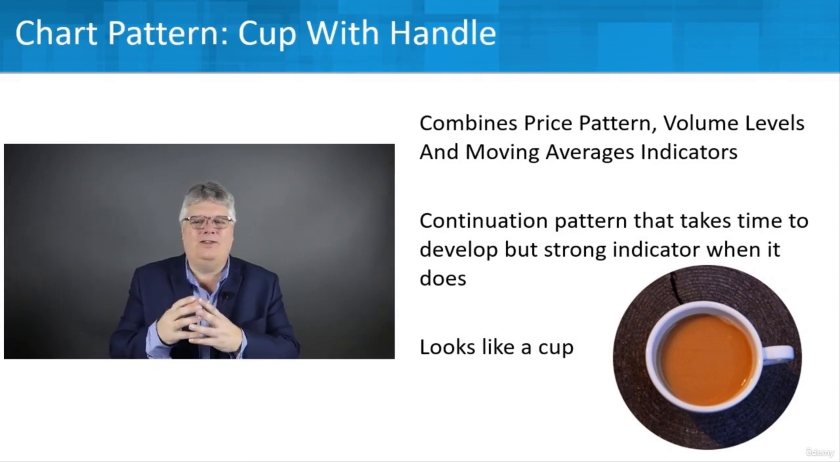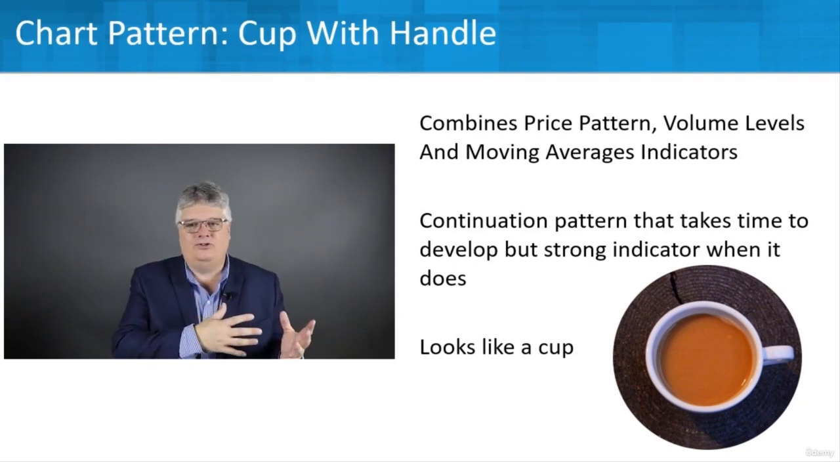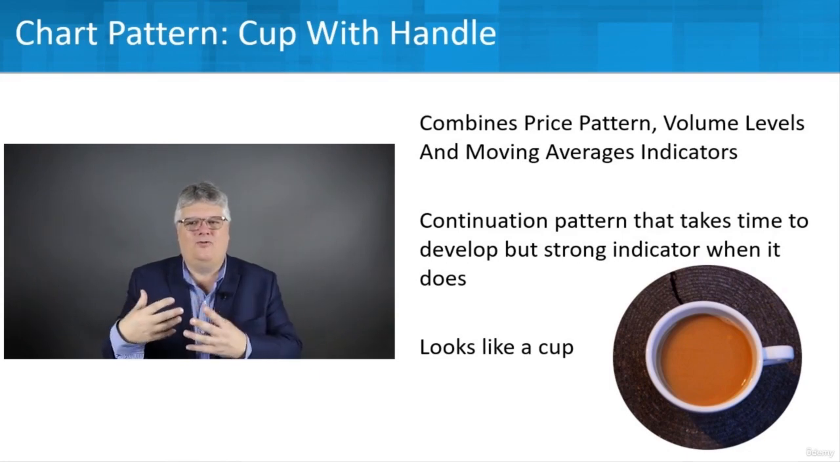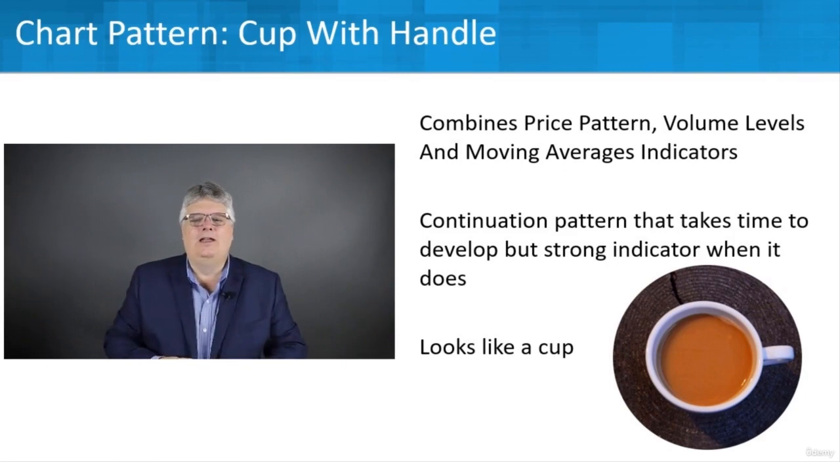So they all kind of work together, and we'll walk through how all this works, including the moving average a little bit, so you can see how this all pulls together. And it is a continuation pattern. So the idea of a cup and handle is, let's say the trend is going upward, a cup and handle will form, and the trend will continue. So it's a continuation pattern and takes time to develop. But when it does, it's a very, very strong indicator.